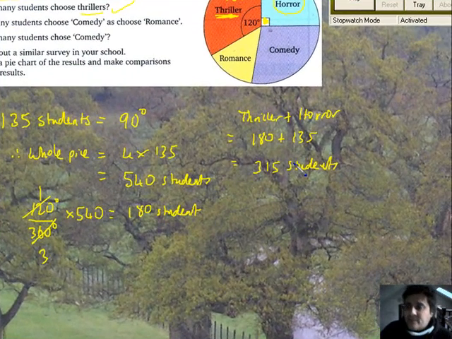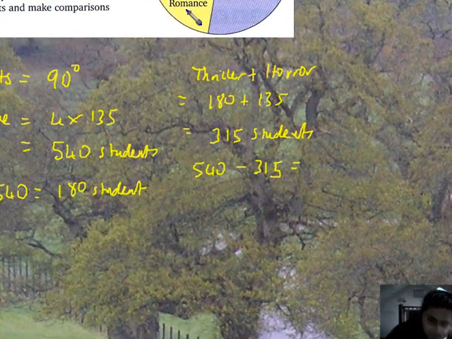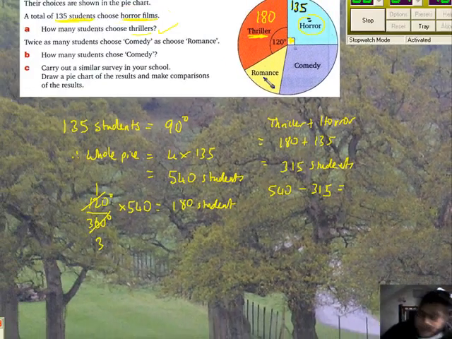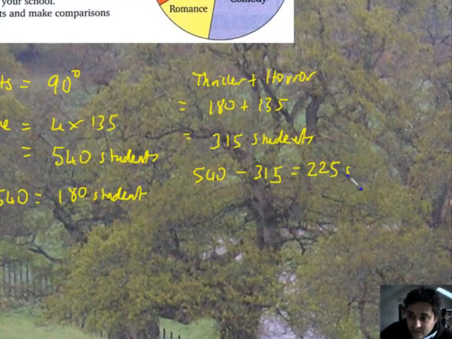Alright? So far. So if I take my 540 students in total, then subtract those 315, I'll get the remainder who like the romance and the comedy. Alright? So, here you go. 540 take away the 315 who like the thrillers and the horror. So I now have 225 students left.